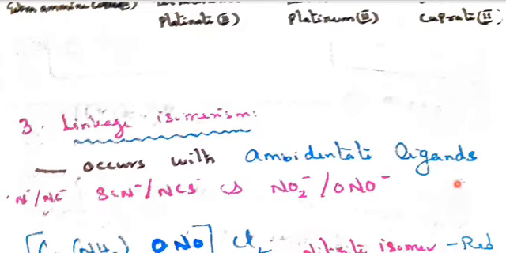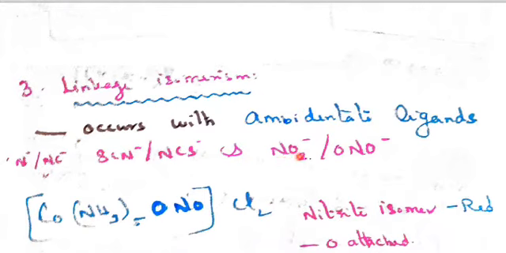Next, linkage isomerism. It is seen with ambidentate ligands, because CN minus we can write as NC minus, thiocyanate SCN minus can be written NCS minus, and NO2 minus can be written ONO minus. These are called ambidentate ligands. The donor can be nitrogen or oxygen. Only one ligand exchanges its donor atom. Here nitrogen is the donor, there oxygen is the donor. In thiocyanate, sulfur is the donor and in isothiocyanate, nitrogen is the donor. In cyanide, carbon is the donor atom, in isocyanide, nitrogen is the donor atom.